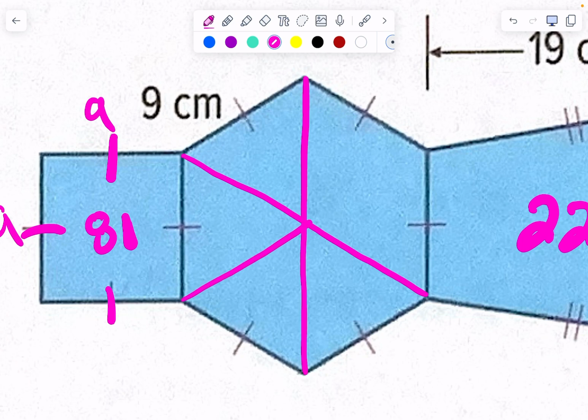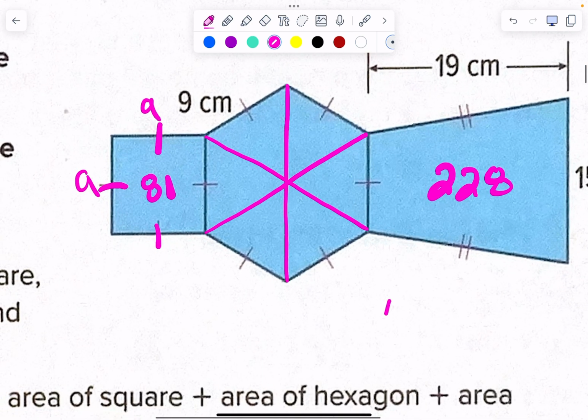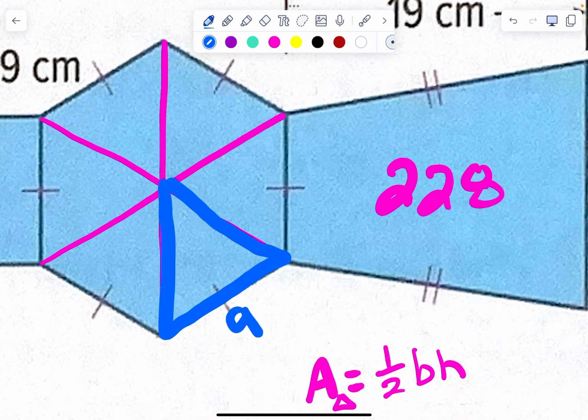Here's what I'm going to do. I'm going to separate this into a bunch of triangles, right? Now, here's the deal. How do you find the area of a triangle? One half the base times the height. Okay, cool. So let's just talk one of these triangles. I'm just going to focus on this one right here. I know that this guy is 9, and that is the base. I need to find the height, which is this guy right here, perpendicular to the base.